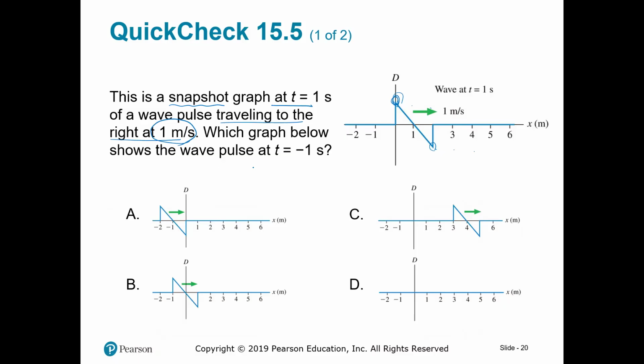So which graph below shows the wave pulse at t equals -1? Physically, that's not possible, but in other words, that's 2 seconds before. So 2 seconds before, this will be here, right? And then this point has to be here. So you just shift the whole graph to the left 2 units, right? So the answer is A.